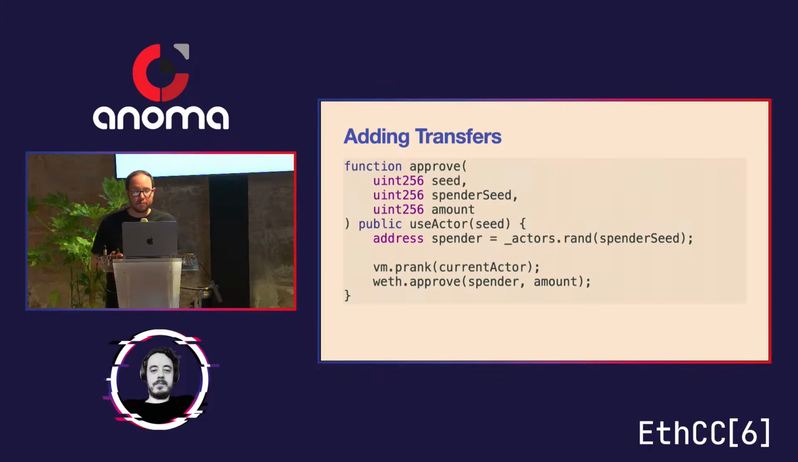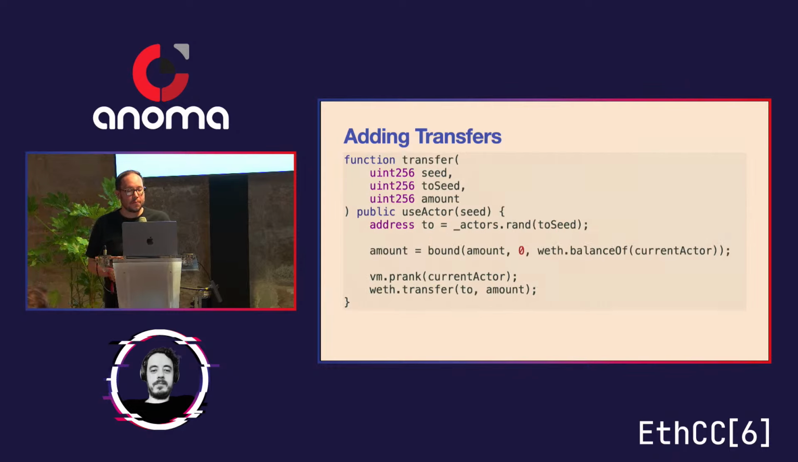So here's approve. When we're doing an approval, we'll choose a random spender and just approve them for some randomly fuzzed amount. For transfer, we will choose a random destination address. You can see we're hitting the actors set there directly, calling rand directly on it to select that to address.